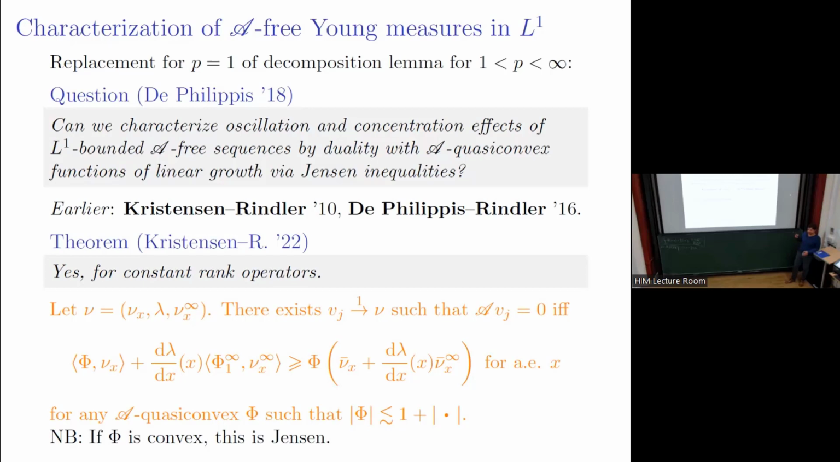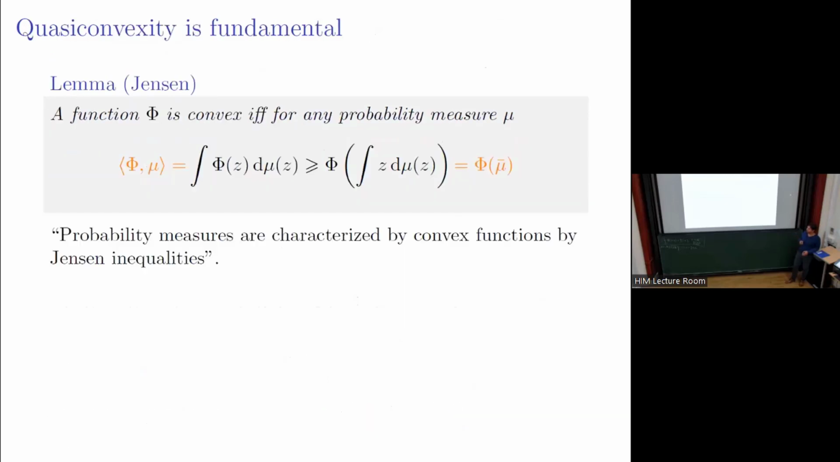However, I would like to say something much softer. I'd like to make the following point. Why is quasi-convexity fundamental? How do I think about this? Well, Jensen's inequality joins convexity with weak convergence via lower semi-continuity.